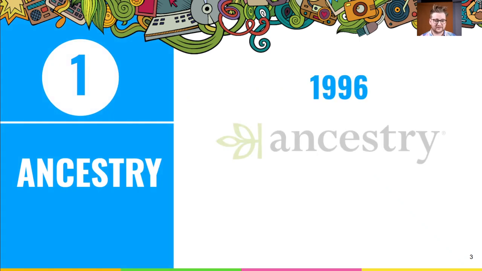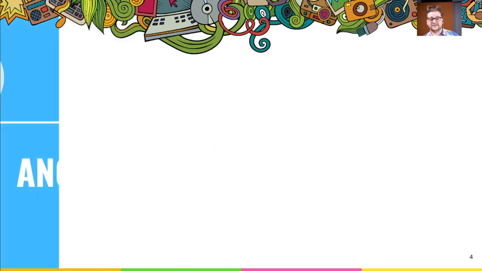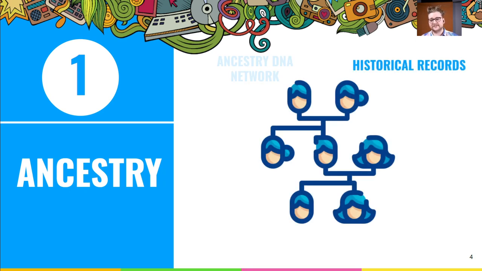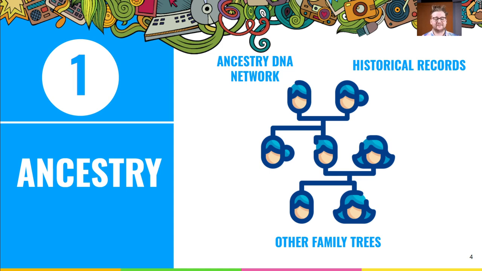All right, so first we're going to be going over Ancestry. Officially, it launched its website back in 1996, and Ancestry.com has become one of the leading forces in genealogy. Ancestry.com makes it easier to find and catalog your family history. They have access to billions of historical records, millions of family trees, and samples from millions of people in the Ancestry DNA network. Now we're going to go over some tips and tricks.